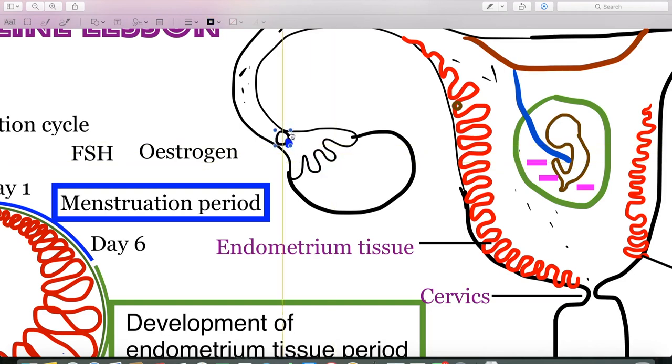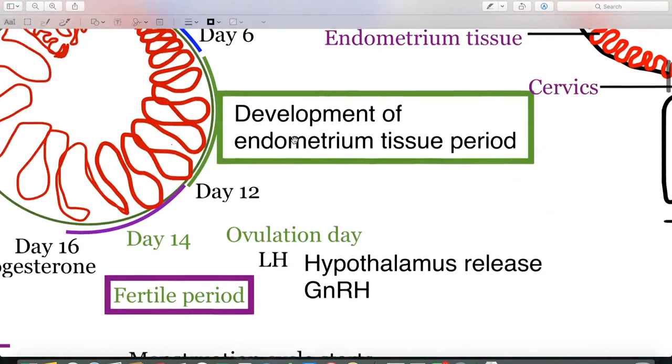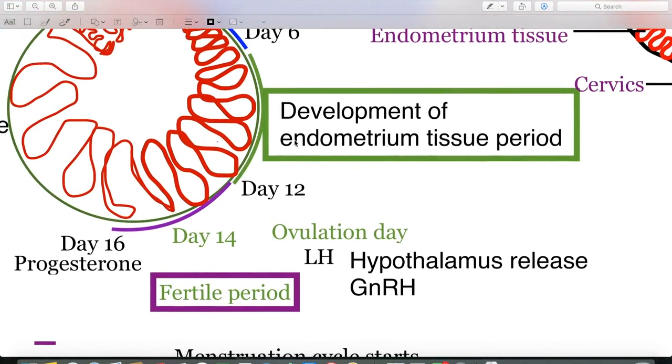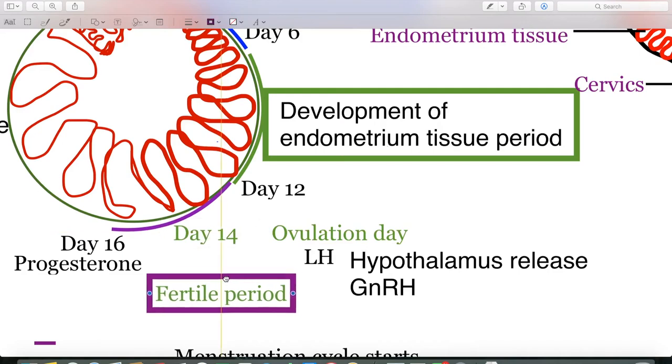The blue color is the secondary oocyte and it will be protected well by the egg. The egg is made up of follicle tissue. Later, I will explain that to you. But please remember, during ovulation, you are not releasing ovum yet. You are releasing an egg containing secondary oocyte. So that is ovulation day, happening somewhere around day 14. Remember that. This is the time that we call the fertile period.